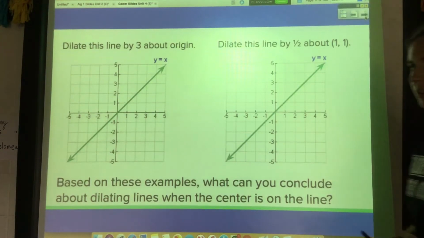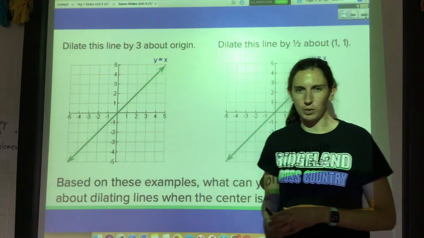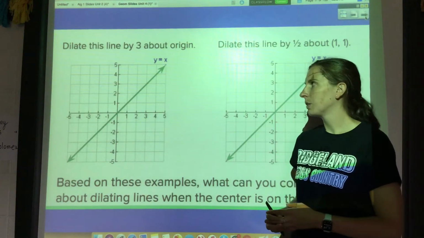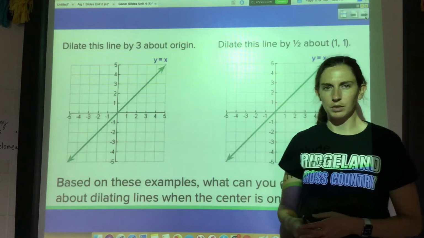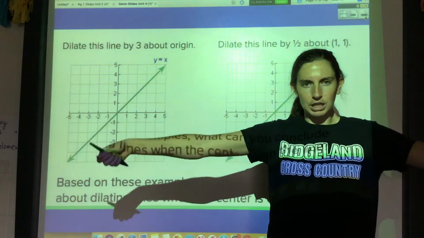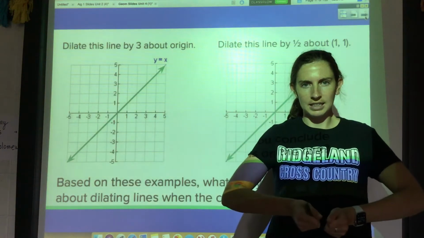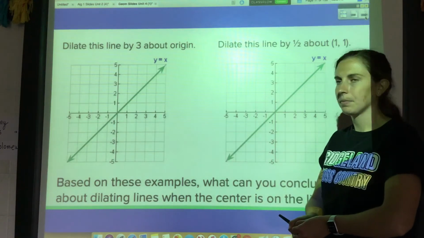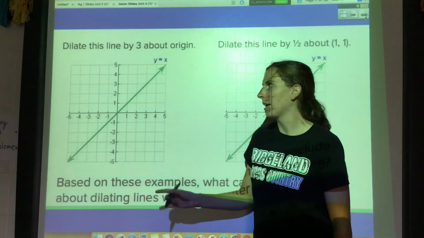So to wrap up dilations, we're going to talk about kind of a fun little thing, which is what happens if you dilate lines. So first of all, just think about if you took a line that was infinite and you stretched it or shrank it, just kind of think about what might happen. Okay, so let's go through a few examples.